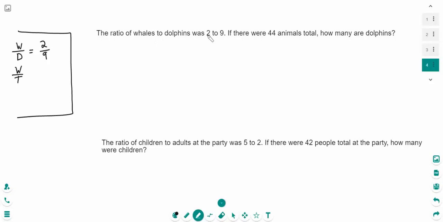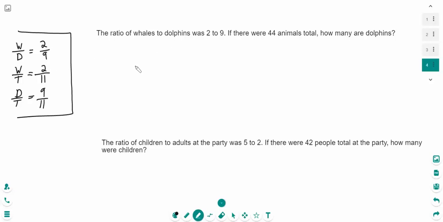Well, we have 2 whales, and the total is 9 plus 2. So we have a total of 11 in our ratio, 2 plus 9. So it would be 2 over 11. We could also do dolphins and compare that with the total. Well, the number of dolphins is 9 out of the 11, so 9/11. All right, so there we have our 3 ratios.